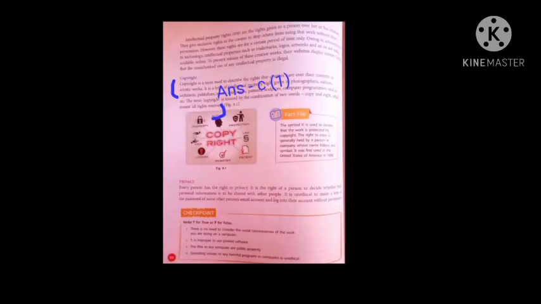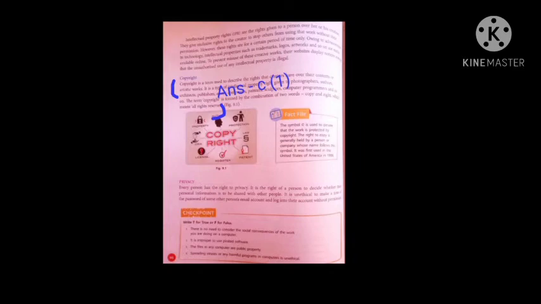The answer is on page number 96 under the heading copyright. Copyright is a term used to describe the rights that creators have over their contents or artistic works. It is a type of intellectual property right given to photographers, authors, architects, publishers, music composers, painters, sculptors, computer programmers, and so on. The term copyright is formed by the combination of two words, copy and right, which means all right reserved. Till here you have to write.